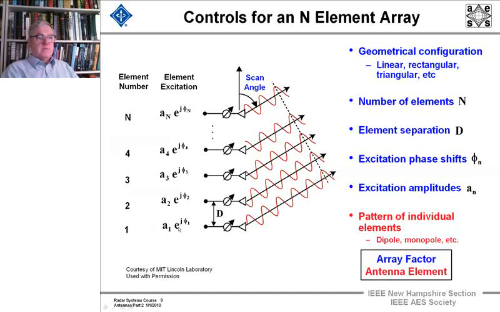For each of these elements, we have a set of variables. And the first set are those associated with the array itself. And that is the geometrical configuration of the array. Here we're going to be first talking about a linear array of elements, but they could have rectangular spacing in two dimensions, triangular spacing in two dimensions, or other geometrical configurations. We're going to be talking about a number of elements, say in a linear array, n elements. And it could be n elements in one direction and m in another direction if it was a rectangular array with equal spacing between all elements. And then there's going to be an element separation in each of the directions if it's a two-dimensional array, or in that one dimension if it's a linear array.